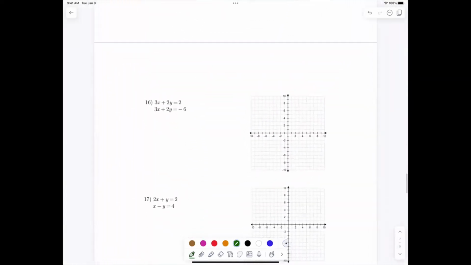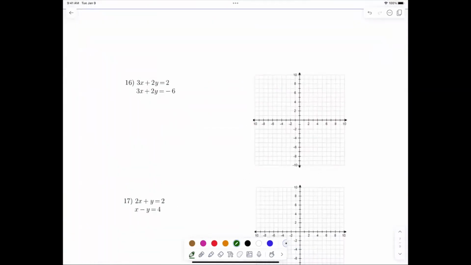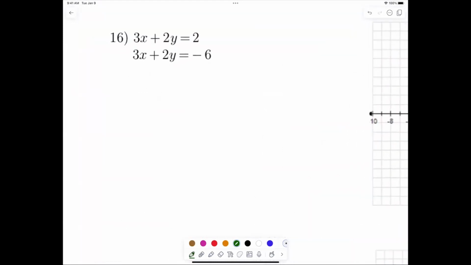Okay, now I want everybody to go to number 16. Everybody go to 16, please. Everybody's on 16. All right. For the first one, 3x plus 2y equals 2, and 3x plus 2y equals negative 6.